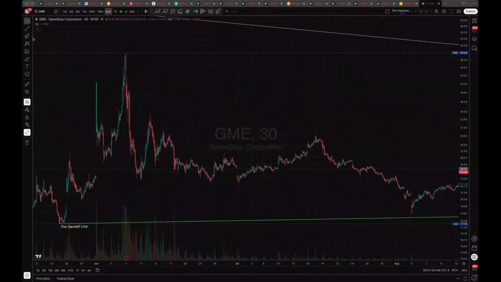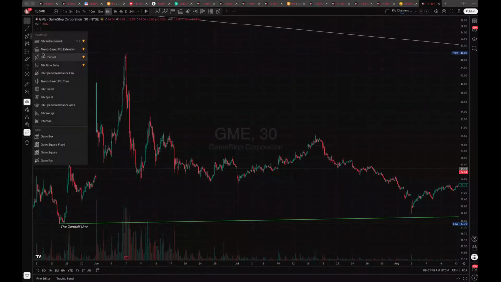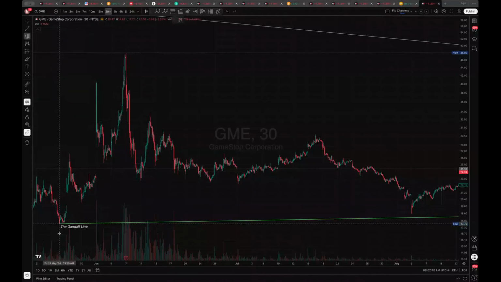The way fib channels work is they use Fibonacci levels just like fib retracements and fib extensions do. In this Fibonacci menu, you have tons of tools that use Fibonacci levels, but in different visual ways. These all use the same math, but they visualize it in different ways. Like you get GAN boxes and fib spirals. Trend-based fib times are cool.